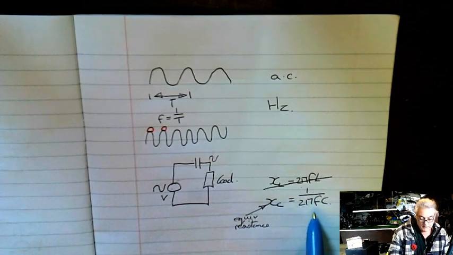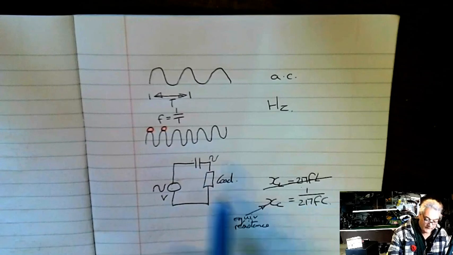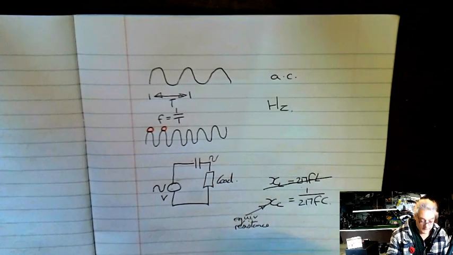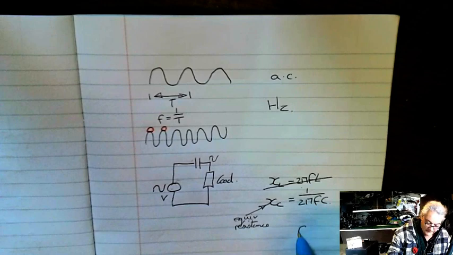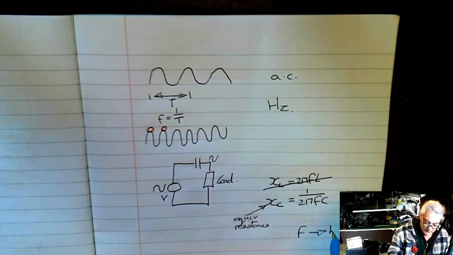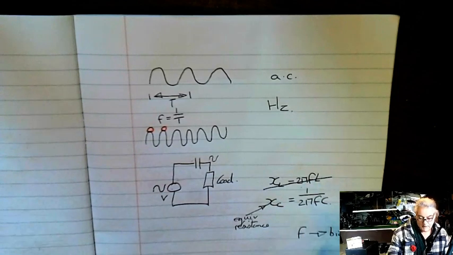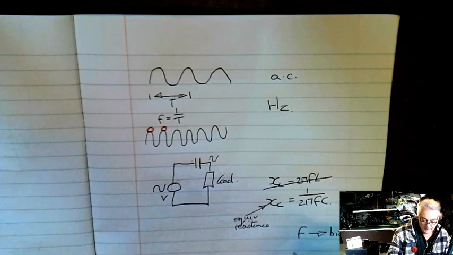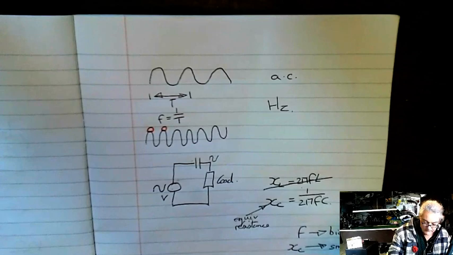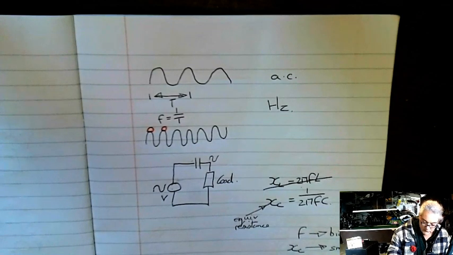What that tells me, well, think about it. 2 pi, that doesn't change. Capacitor, that doesn't change for the experiment, unless I change the capacitor. F can change. So what does that tell me? So that as F gets big, what does the impedance look like? Well, it's 1 divided by a big number. So as F gets big, XC gets small. And as F gets small, XC gets big.